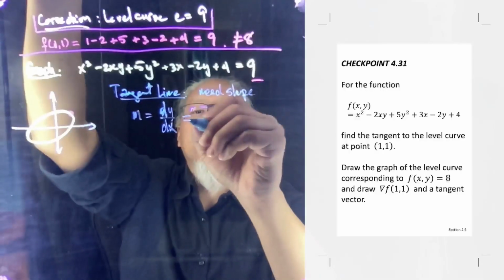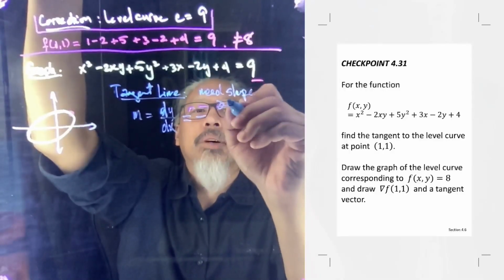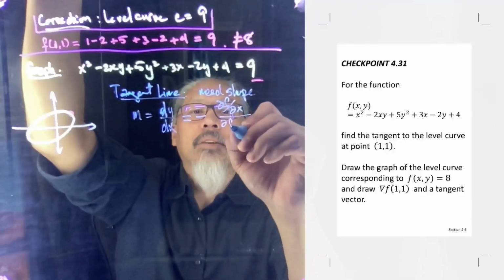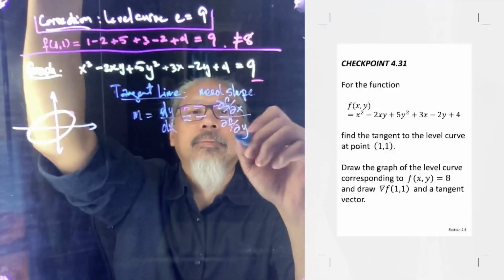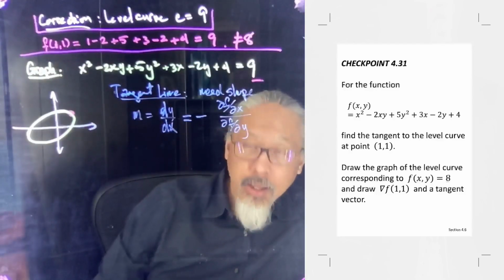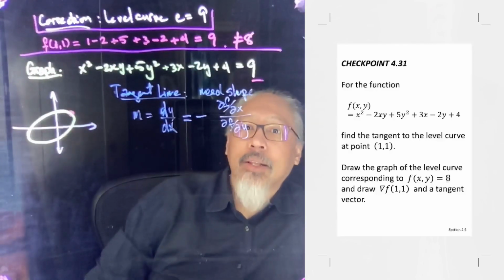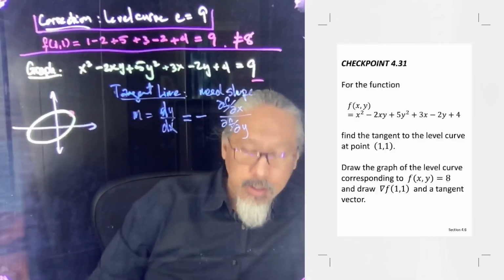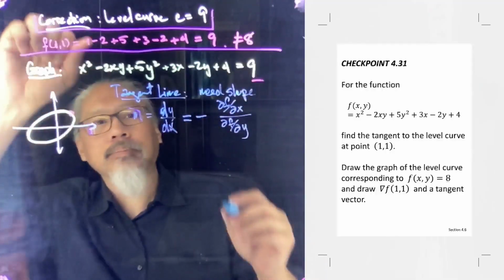which says that this is actually equal to the negative of the partial of f with respect to x over the partial of f with respect to y. Okay, so that's the implicit function theorem. And then after that we're going to evaluate this at the point (1, 1) to get our actual slope. All right, let's find it.